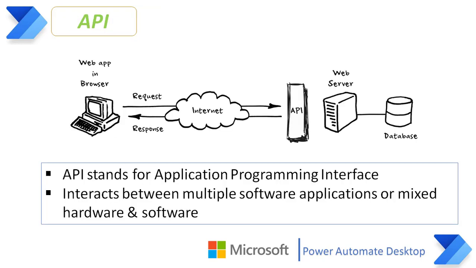Alright, before we understand what is web API, we will learn about API. Technically, API stands for Application Programming Interface. It is an interface which interacts between multiple software applications, or mixed hardware or mixed software. The main purpose of an API is to provide input or output given by the flow. An API enables data transmission between one software product and another. This is the basic understanding of API.